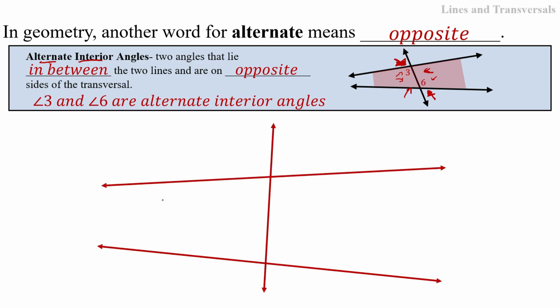Okay, so once again, interior is everything in here, but it doesn't have to be this top one here and this one here. It can also be this one, which is the top right, and what's the opposite of top right? Bottom left. Okay, so these two are also examples of alternate interior angles.